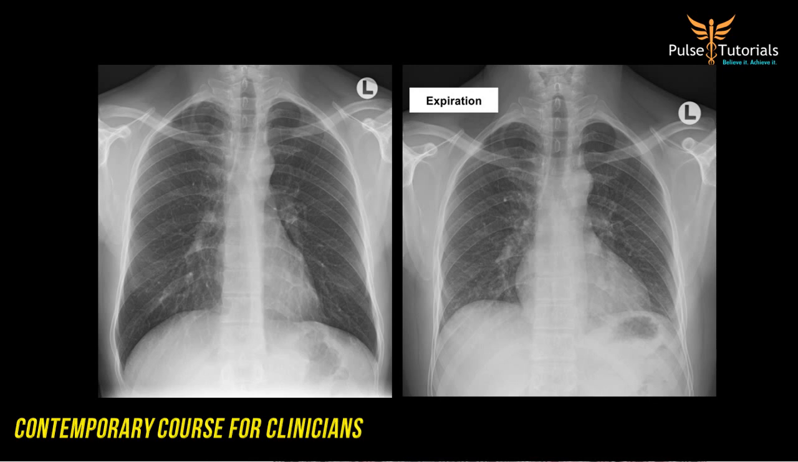The X-ray on the left hand side, you can easily calculate around 10 ribs posteriorly. It means it's an inspiratory X-ray. As compared to the X-ray on the right hand side, where you will notice that the film shows less than 8 ribs posteriorly. So this is technically an expiratory film.